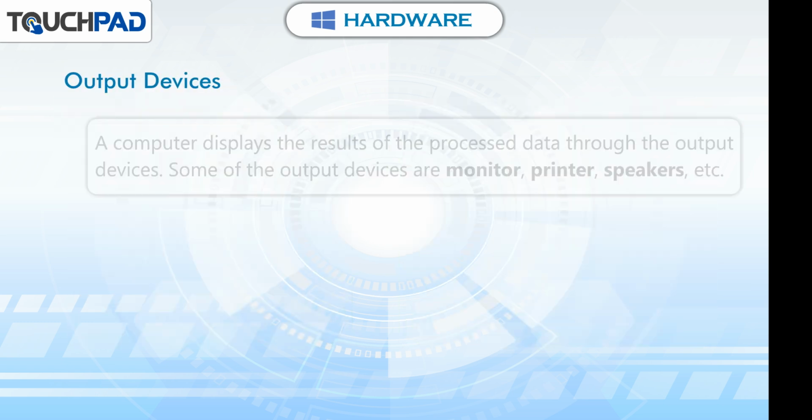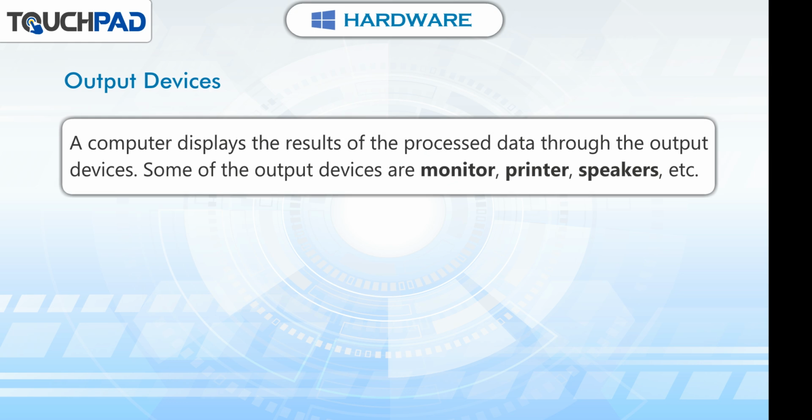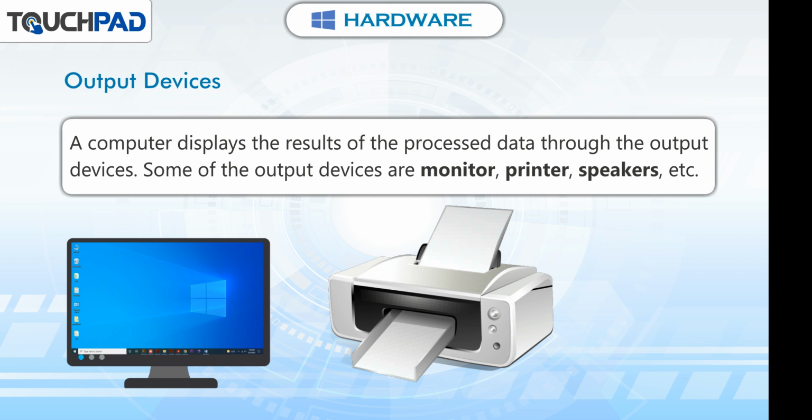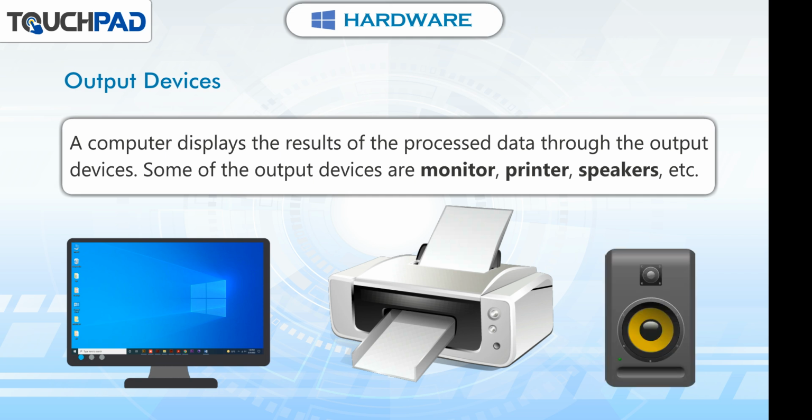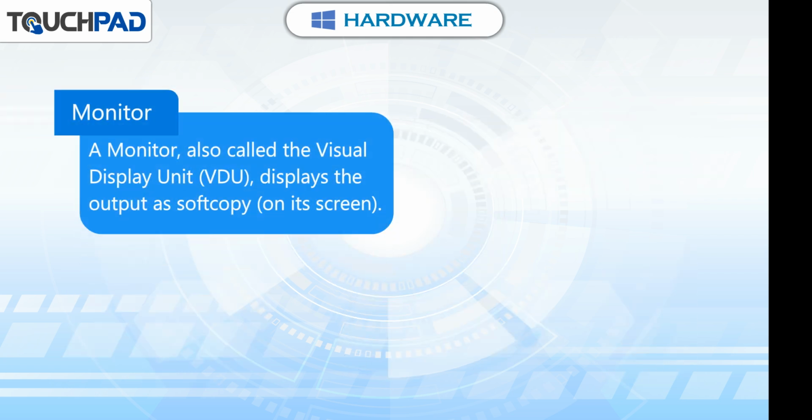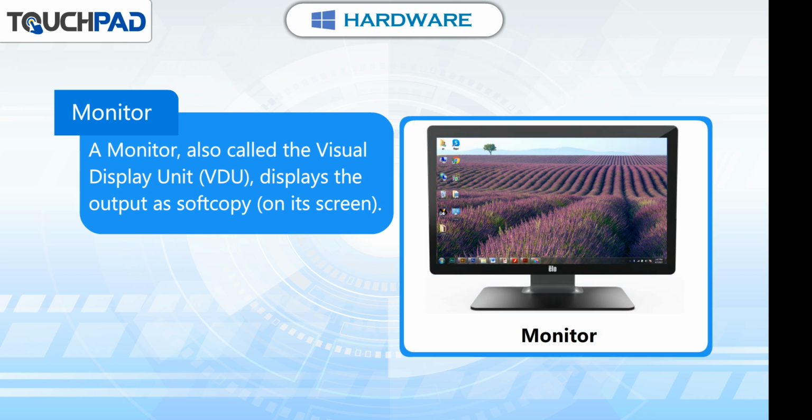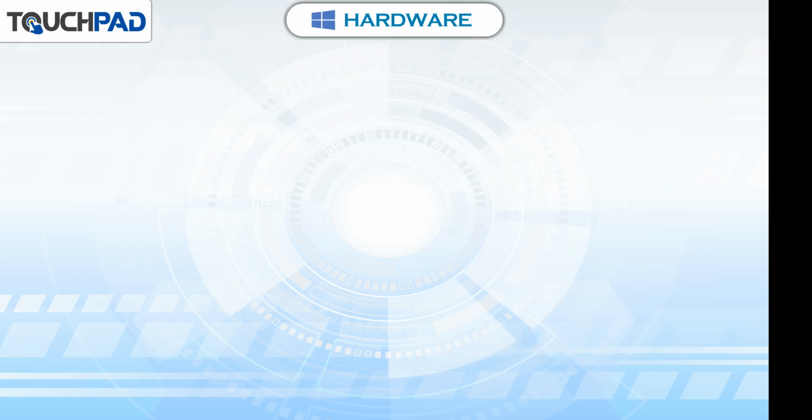Output devices. A computer displays the result of the processed data through the output devices. Some of the output devices are monitor, printer, speakers, etc. Monitor. A monitor, also called the Visual Display Unit, VDU, displays the output as soft copy on its screen.